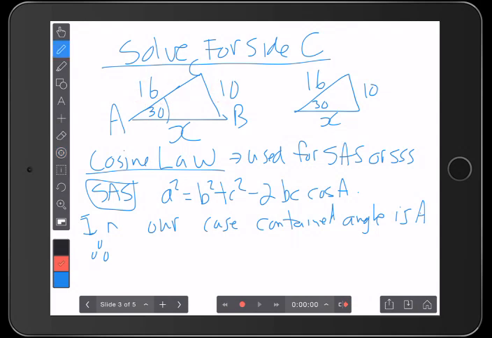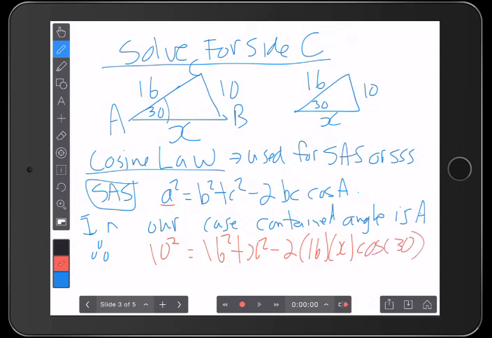So I've got a squared, in my case, 10 squared equals 16 squared plus x squared minus 2 times 16 times x times cosine of 30. So, I'm just going to go through this on the calculator to show you. I need to do 2 times 16 times cos 30. Actually, I think you can do that. Just do 2 times 16 times cos 30.